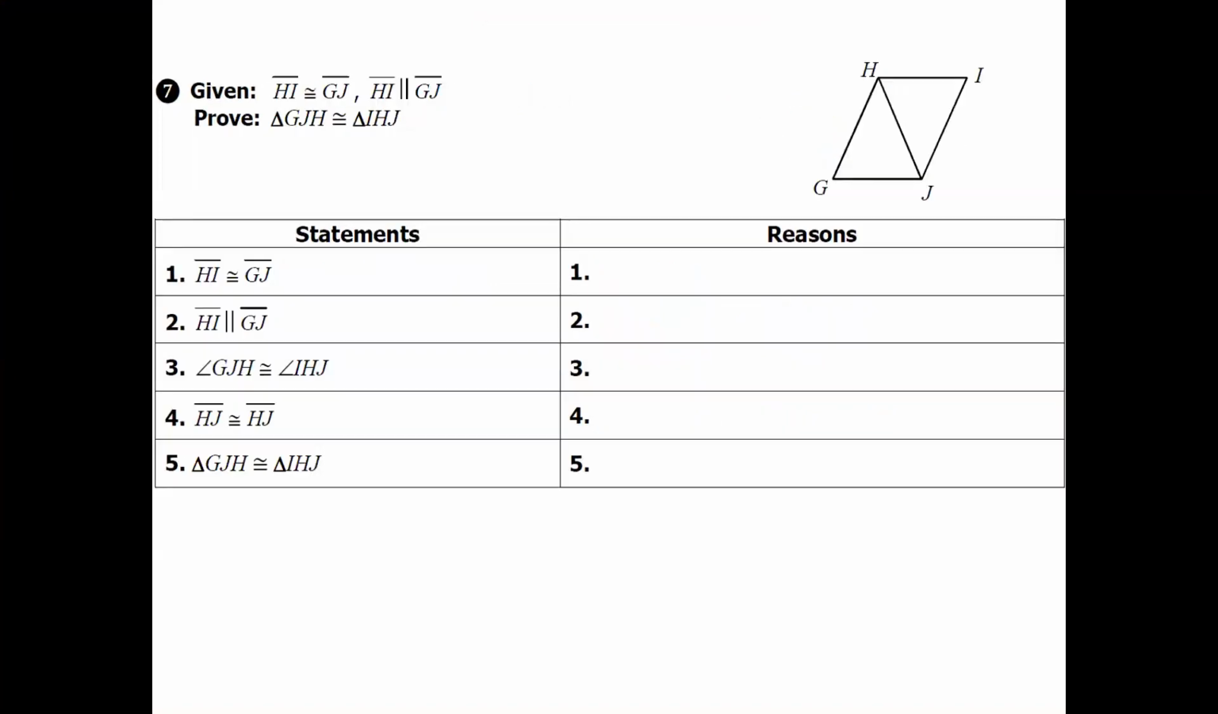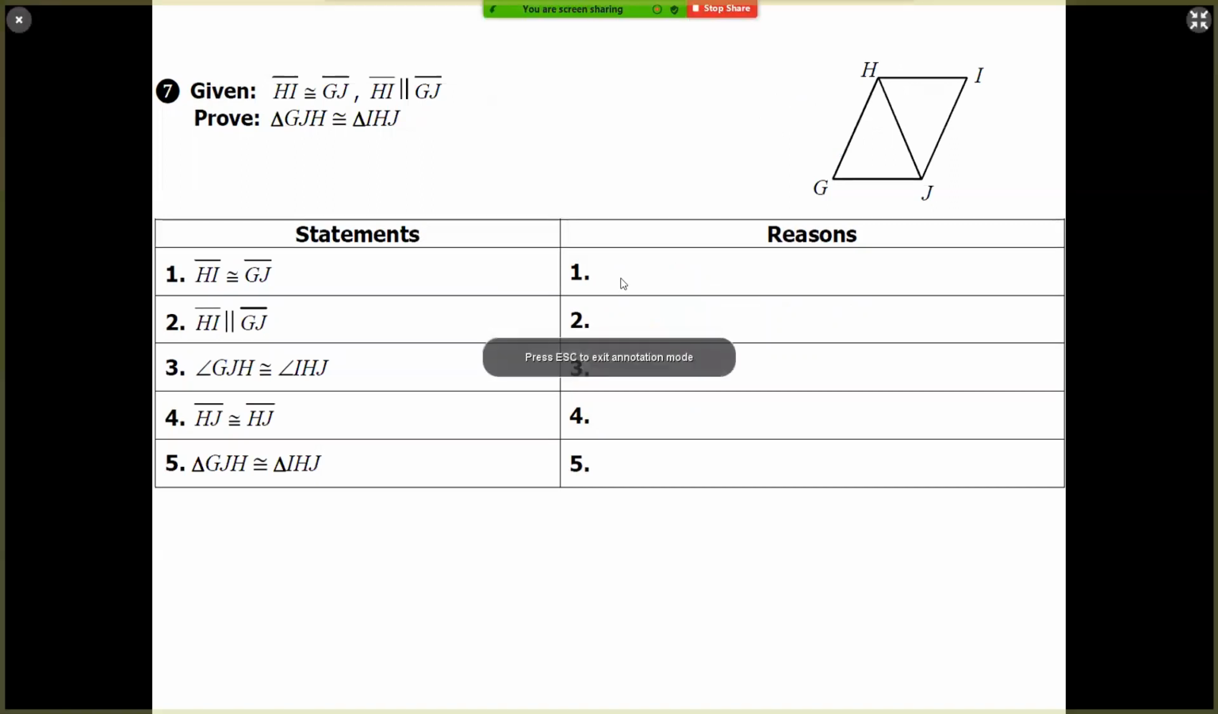And last but not least, a tricky question. So here they're giving us information that HI is congruent to GJ. That's this top and bottom here. Again, we know that because it's given to us. And we're also given that HI and GJ are parallel to one another.